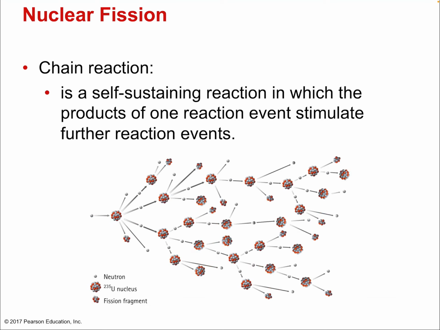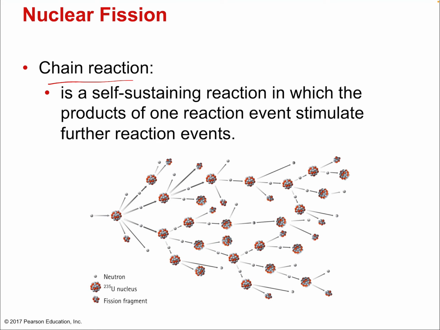Well, that means that each of those neutrons can go on to do the same thing if there's more uranium-235 around, not just a single atom of it. That's called a chain reaction. So it's a self-sustaining reaction in which the products of one reaction event stimulate further reactions, because each of those 3 neutrons that was produced can go on to do 3 more, right? So you think about it, it spreads exponentially, okay?